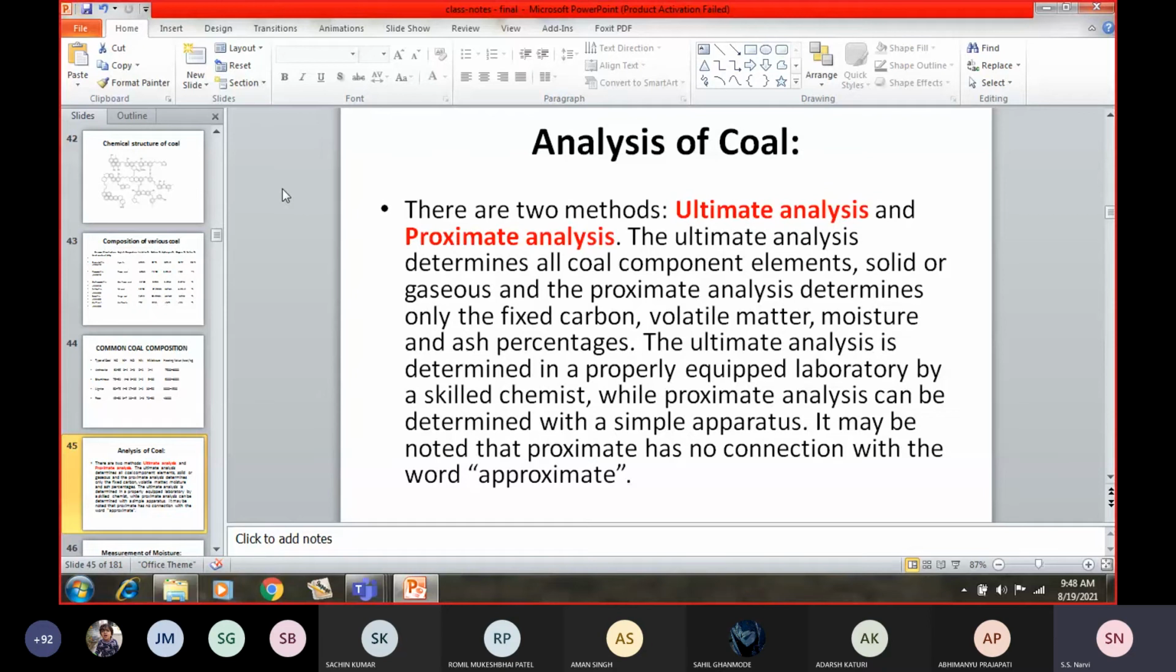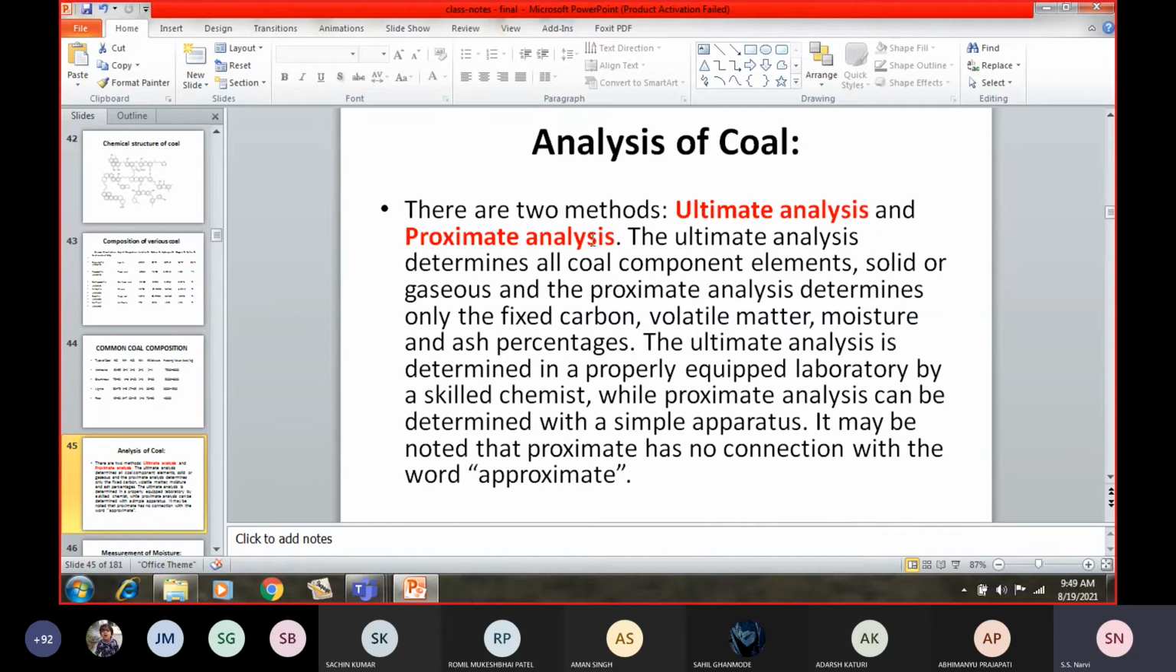So there are two types of coal analysis. One is proximate analysis, another is ultimate analysis. Ultimate analysis requires complete analysis: the percentage of carbon, hydrogen, nitrogen, sulfur, moisture content, ash content, volatile matter content. All is determined separately, and with accuracy. That is ultimate analysis.